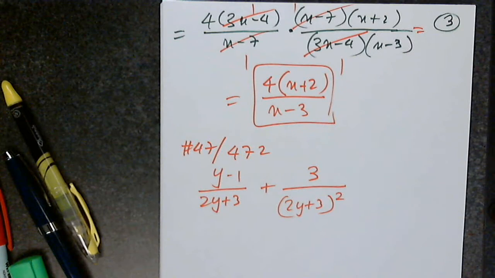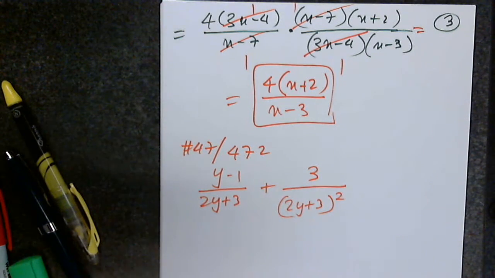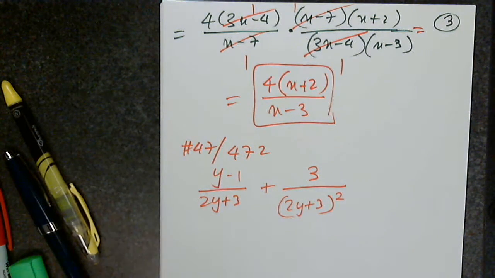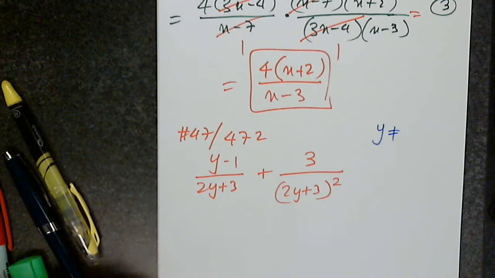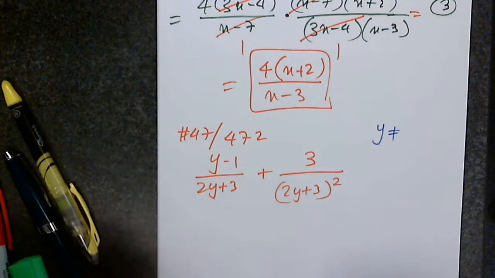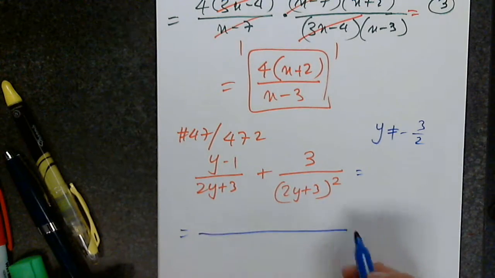This is a totally different situation, right? Previous ones that we looked at were multiplication and division. But now we want to add these two rational expressions, and they do not have the same denominator. So I have to find the least common denominator. First, I have to state one restriction, which is y does not equal. Excellent. Thank you. And now I have to find the LCD.